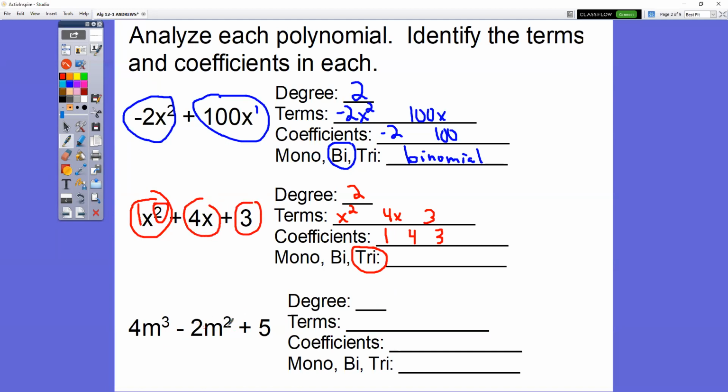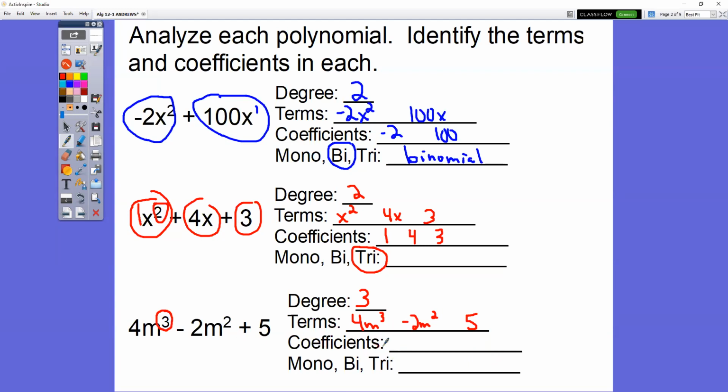Take a look at this third one. What is the degree of this polynomial? The degree of this polynomial is your highest exponent, so this would be a 3. What are the individual terms? The individual terms would be a 4m cubed, a negative 2m squared, and a 5. There's 3 individual terms there.